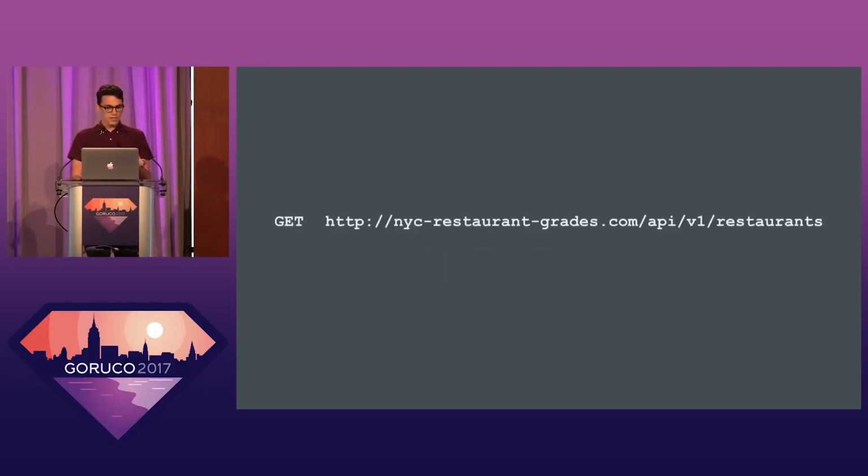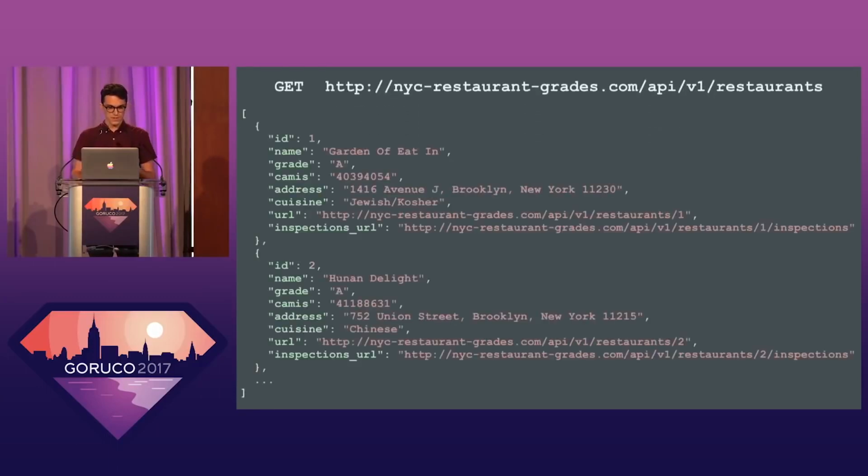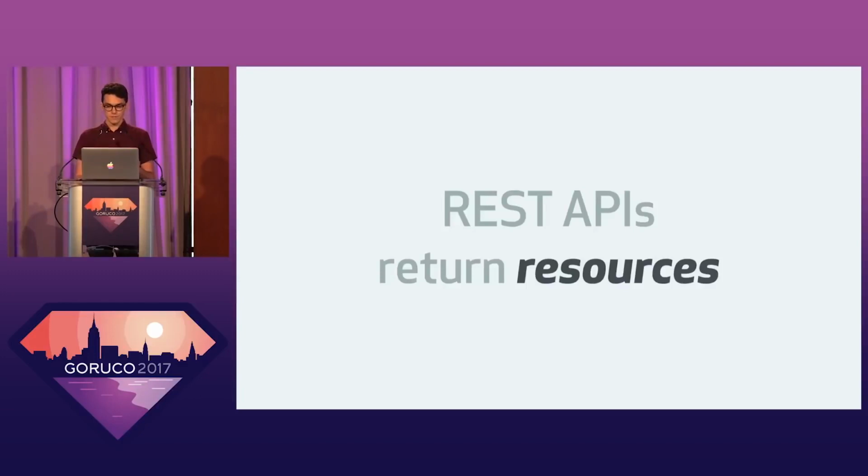And so when looking at a REST API, specifically a request for a REST API, there's a few components to it. The first is an HTTP verb or method, and that specifies the operation that we'd like to take against the API. And the second is an endpoint, which is an identifier that allows us to specify the part of the API that we'd like to interact with. So if we execute this request, we'll get back a response that looks like this. In this particular case, this API returns back JSON, and it's comprised of resources.